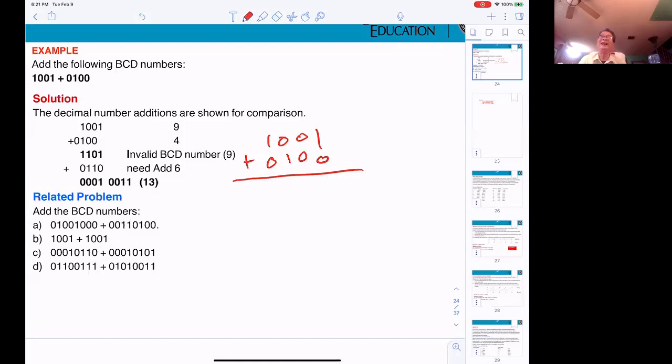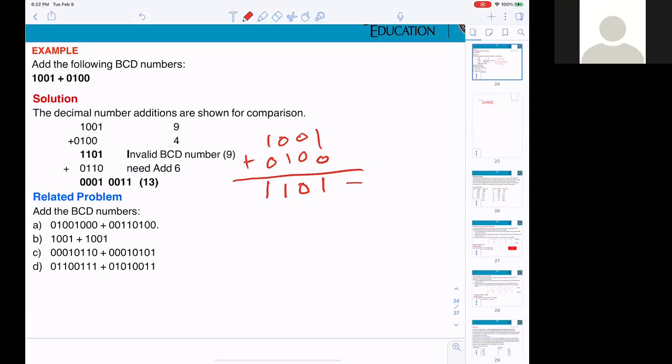Me too. Okay. 1 adding to 0, get 1. 0 add 0, you get 0. 0 add 1, you get 1. 1 adding 0, you get 1. Okay? You see that? Yeah, I see. What is that number? That's 13. Okay, this number in decimal.